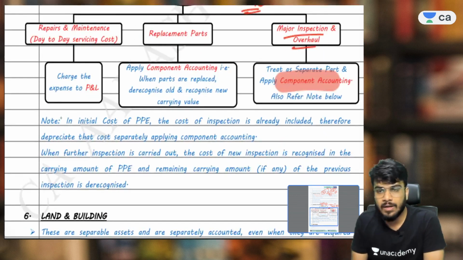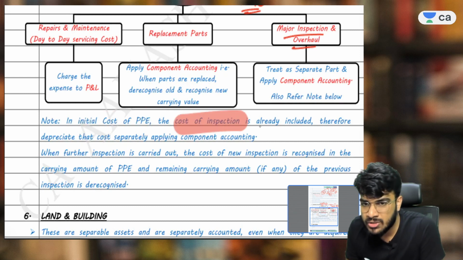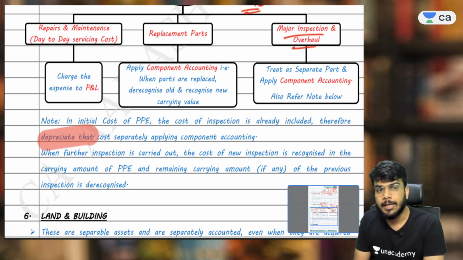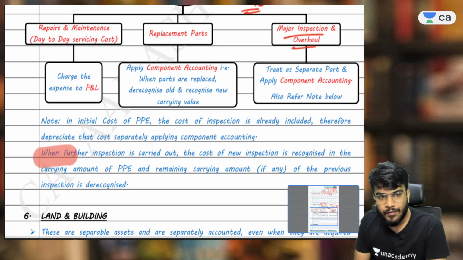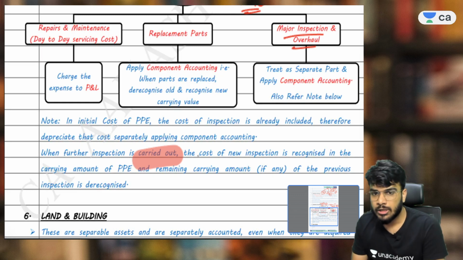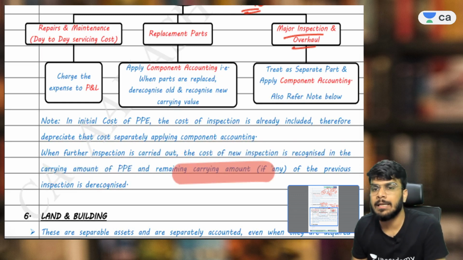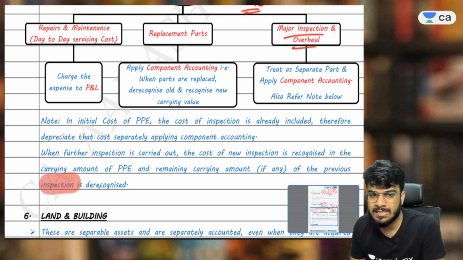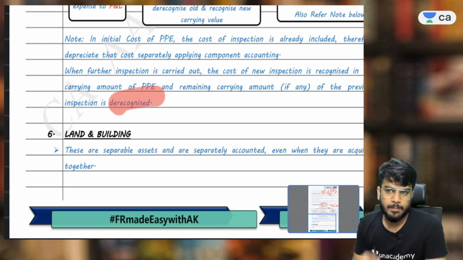Now let's read the given note below. Note: in the initial cost of PP, the cost of inspection is already included. Therefore, depreciate that cost separately by applying component accounting. When further inspection is carried out, the cost of the new inspection is recognized in the carrying amount of PP, and the remaining carrying amount of the previous inspection is de-recognized, if any. Right? This was the fifth point which we discussed.